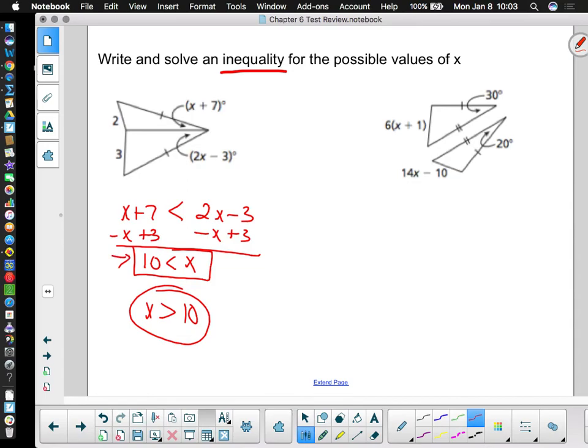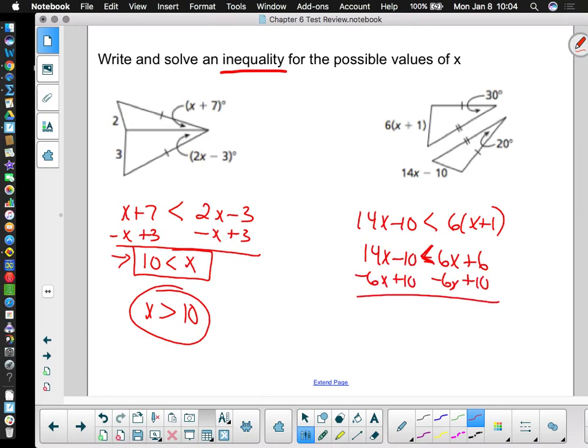Same here. Which has to be bigger, the 14x minus 10 or the 6 times x plus 1? Which one has to be bigger? This one does. So now I do the work. I do have to distribute. Oh, see, I switched to an equal sign, didn't I? Careful. 6x plus 6. And now we do our work. And I get 8x is less than 16, so x is less than 2. And we're all set.